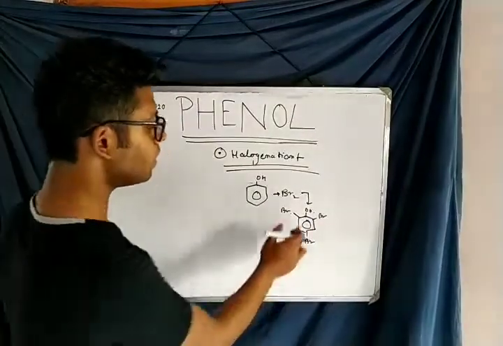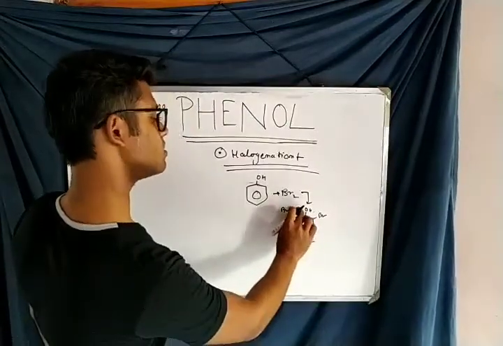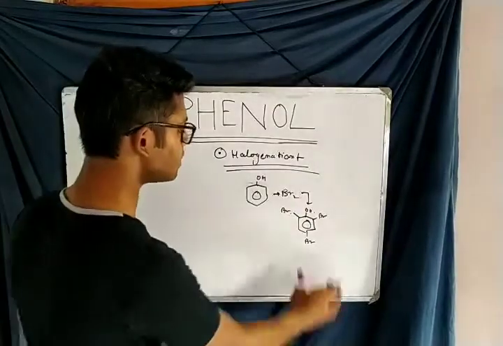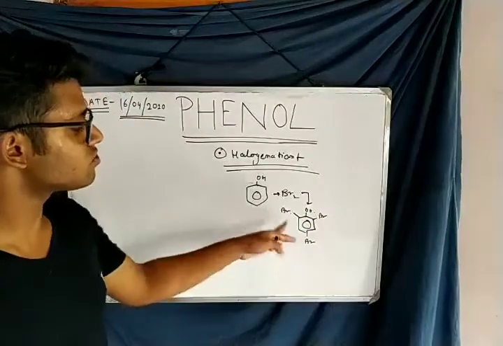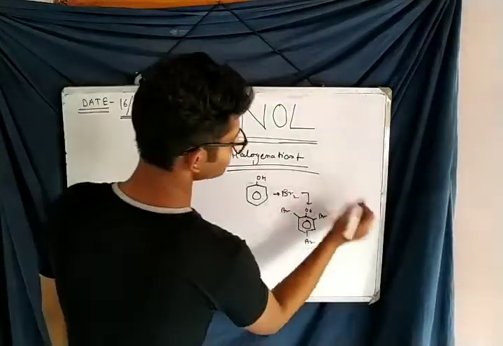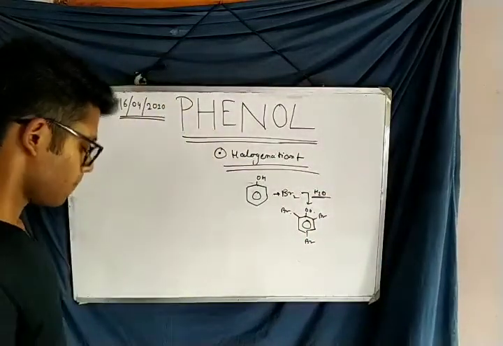2,4,6-tribromophenol. See properly: bromine at the 2 position, bromine at the 4 position, bromine at the 6 position. Three bromines are present. So hence the name of the compound will be 2,4,6-tribromophenol because three bromines are present. This reaction is carried out in H2O. Water is essential for this reaction.